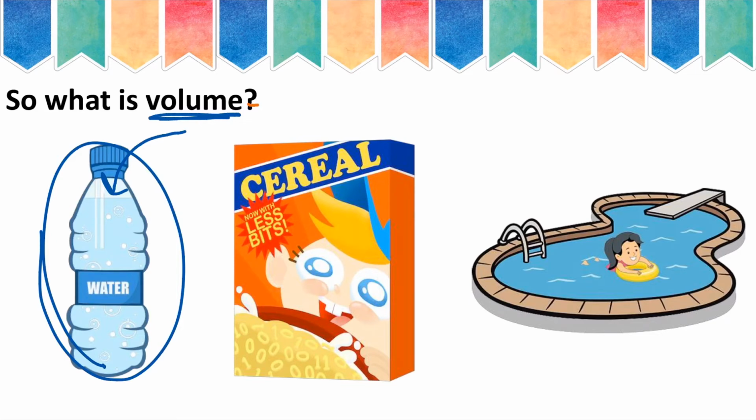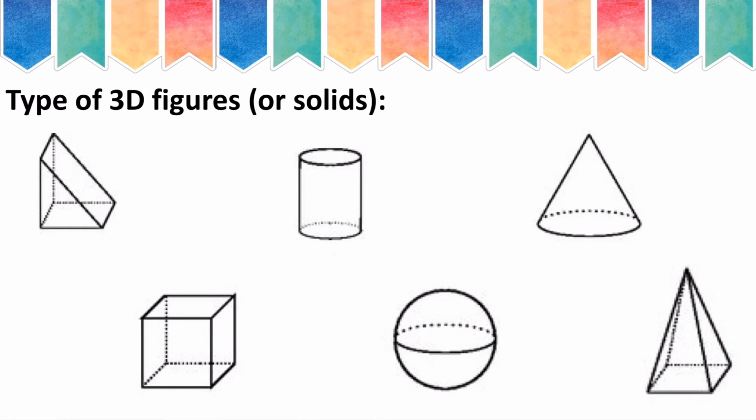Or volume is how much cereal can fit inside of this cereal box. Or volume can also be seen as how much water can fit inside of this pool. Okay, so volume is the space inside of a shape. And when we're looking at math topics, we call these kinds of shapes 3D figures, or sometimes we call them solids. And there are lots and lots of different types.